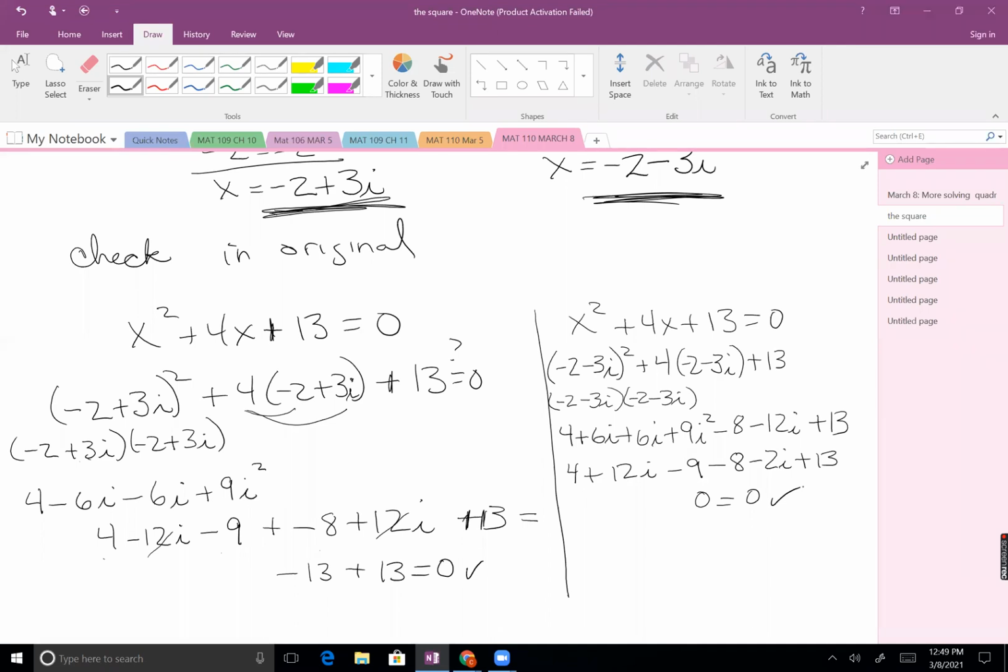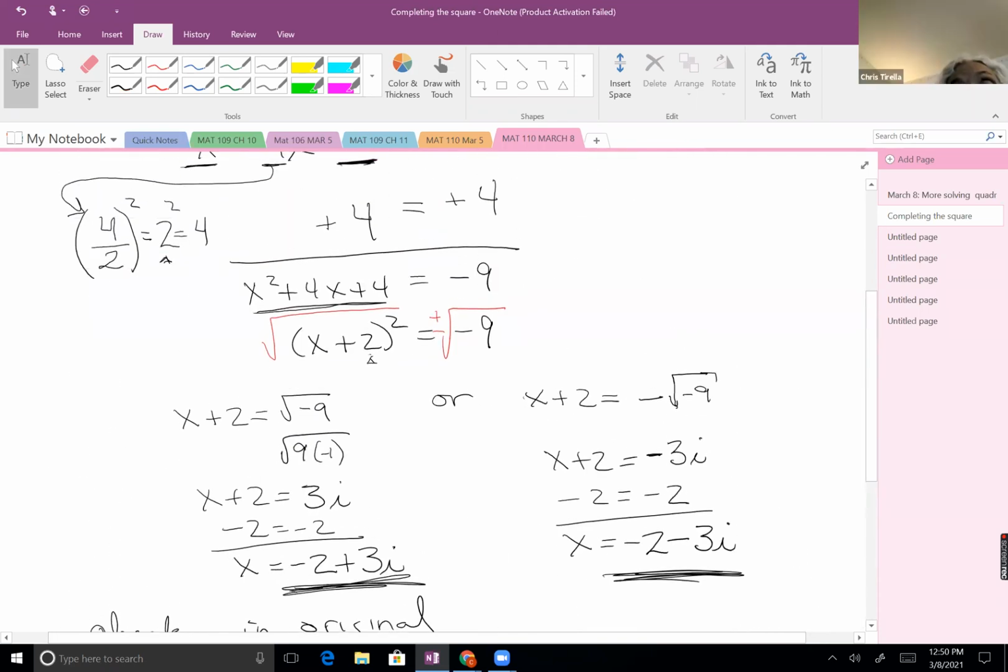Yeah, I understand everything you did, but could you start from x squared plus 4x equals negative 13? Do you want me to go through the check again or solving the equation again? Solving the equation. Okay.